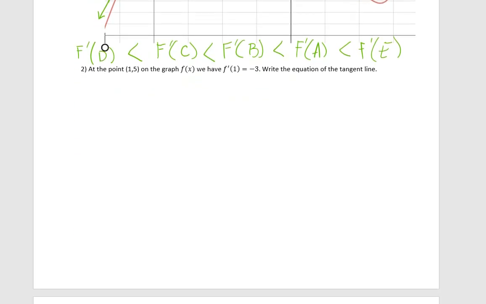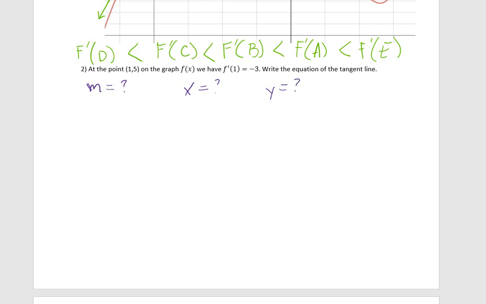All right, now for the next one. At the point (1, 5) on the graph of f of x, what we have is that f prime of 1 equals negative 3. We want to write the equation of the tangent line. So remember, if you want to write the equation of the tangent line, there are 3 things you need. You need m, you need x, and you need y.